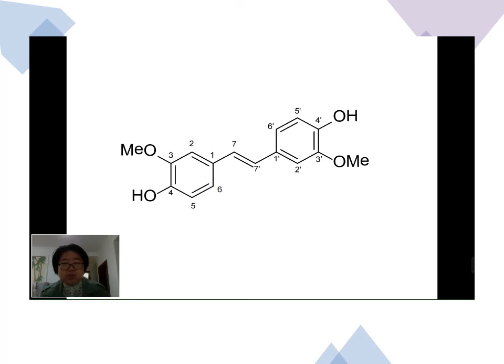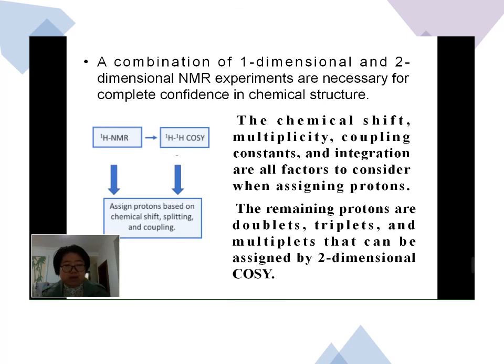First, let's look at this structure. We observe that a 7-bond imaginary line meets a similar point in the opposite direction. It means equal distance but opposite direction, and an equivalent group is found. In combination, a combination of one-dimensional and two-dimensional NMR experiments is necessary for complete confidence in chemical structure.